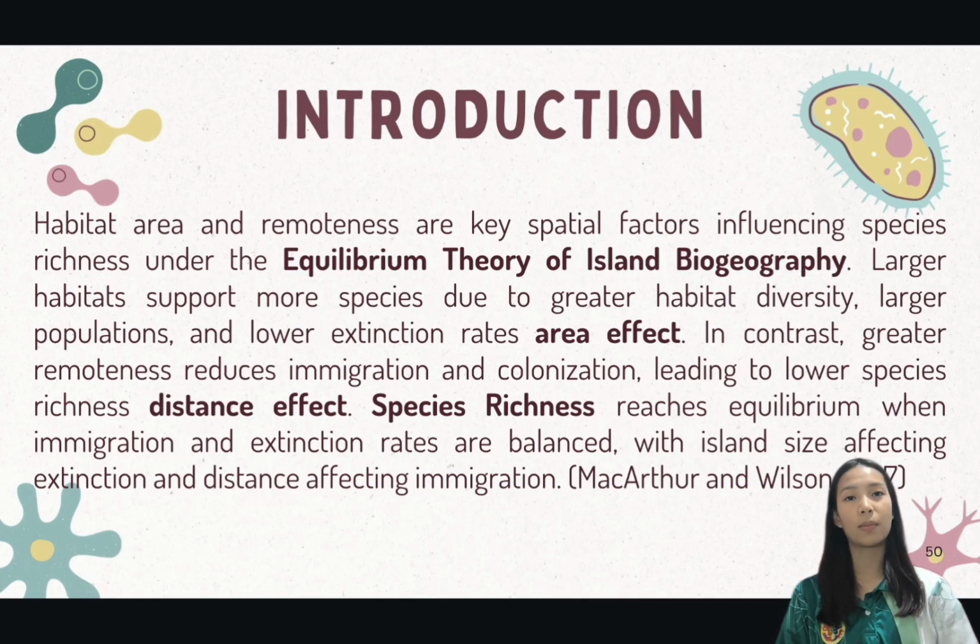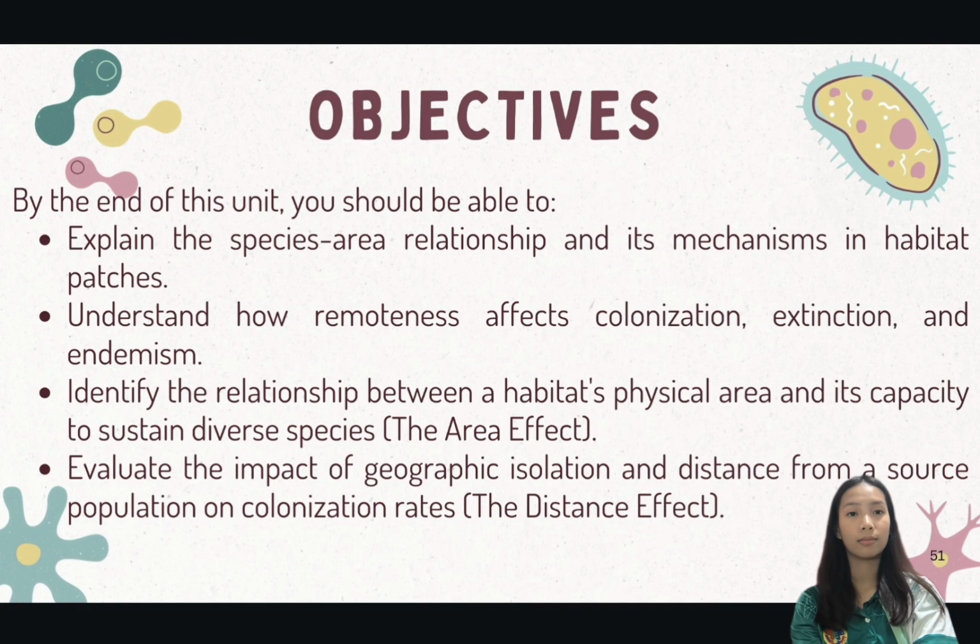Ayon sa theory, mas maraming species na makikita sa malalaking habitat dahil sa mas mababa ang extinction rate at mas diverse ang environment. Samantala, ang mga lugar na malalayo o isolated ay mas kaunti ang species dahil limitado ang immigration o pagdating ng mga bagong organism. Overall, ang species richness ay nakabase sa balance ng immigration at extinction na bumubuo ng isang equilibrium sa ecosystem.